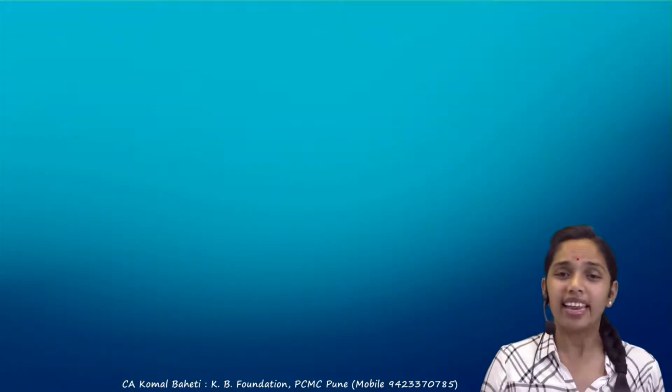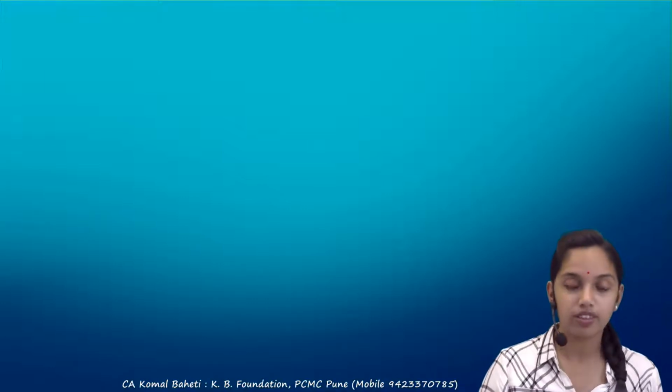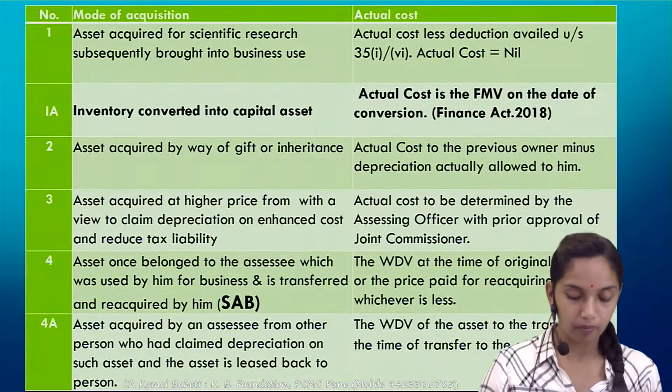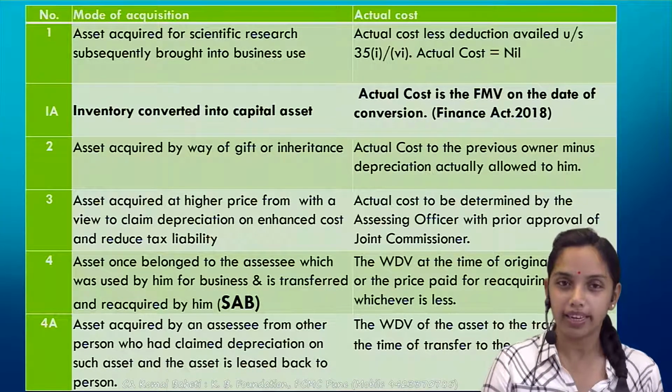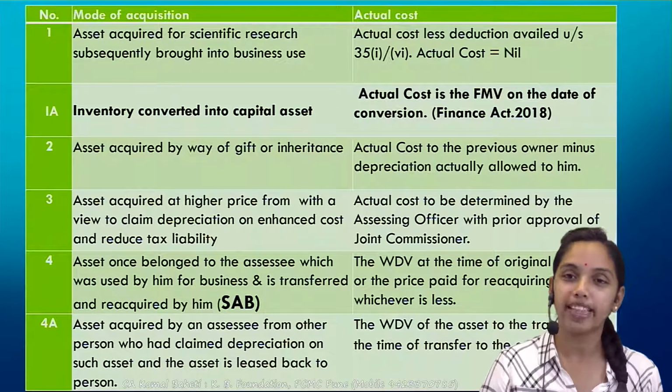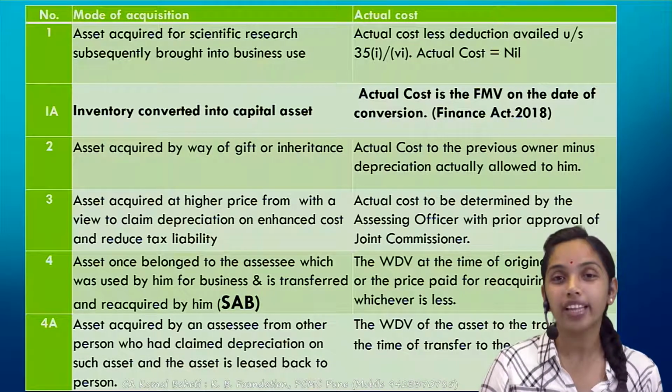Next, there are various explanations that have been given to 43(1). Those are the different explanations. I will go through it fast. Try to understand it. Explanation for the actual cost of the asset. In that, the first. So there are 3 column headings. The number talks about the explanation number, the mode of acquisition, and then what would be the actual cost of the asset.